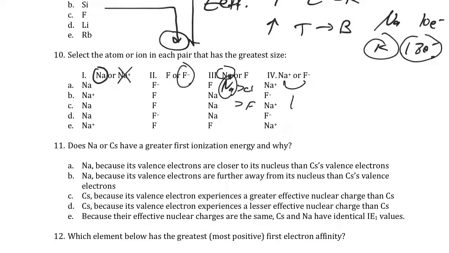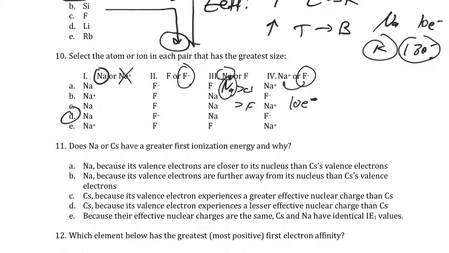And then now isoelectronic, both of these have 10 electrons. So the bigger one is the one with fewer protons, and the larger ion is going to be F-. So we're looking for Na, F-, Na, F-. All right, so that looks like D.